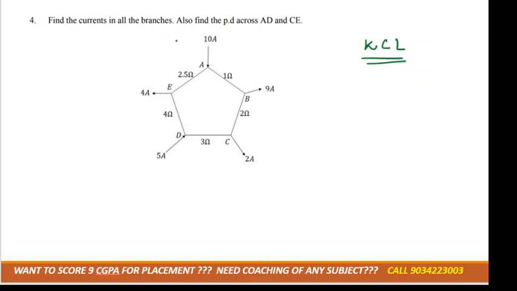See, in this question, how can we do it? Find the current in all the branches, meaning these are the different branches. In this we need to find out the current. Also, we need to find out the potential difference across AD and CE. So let's find out the current first.